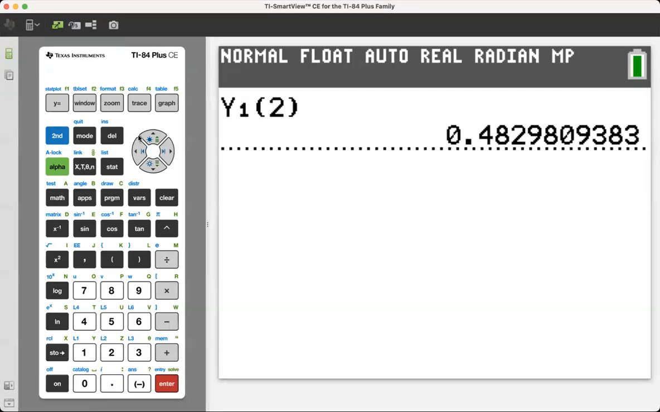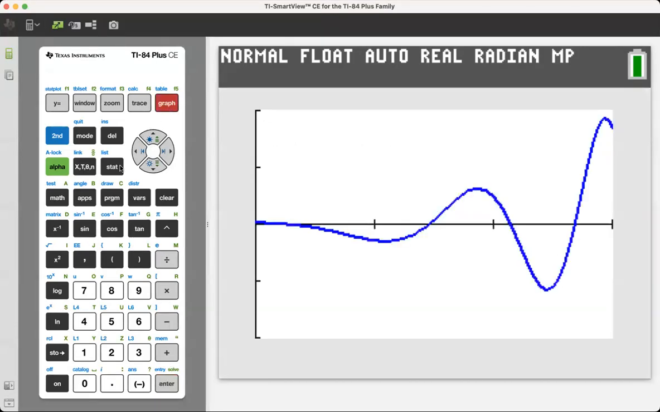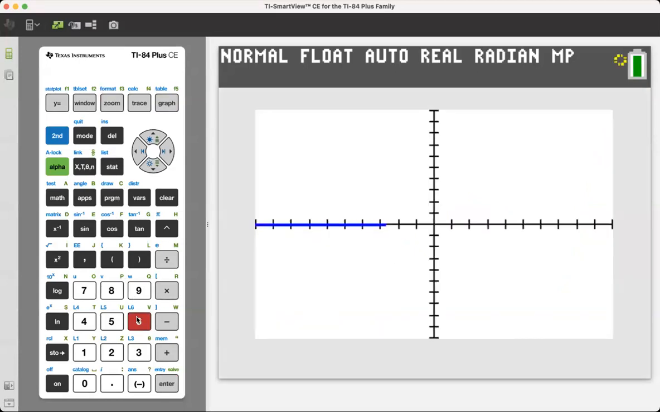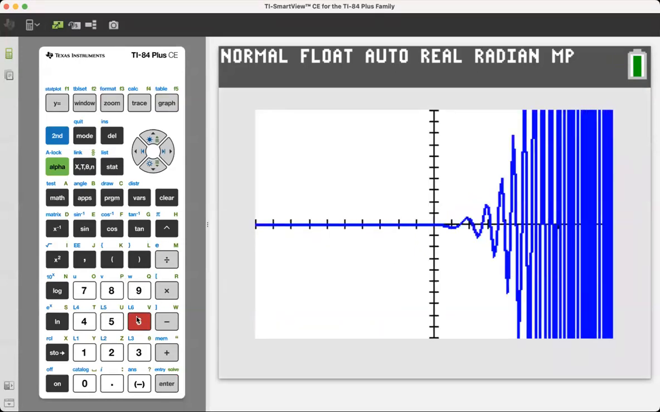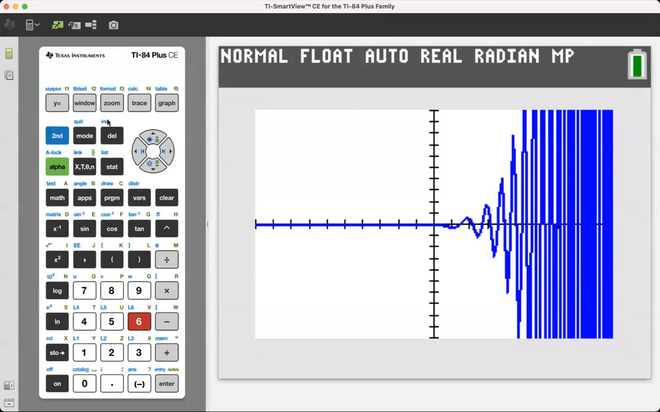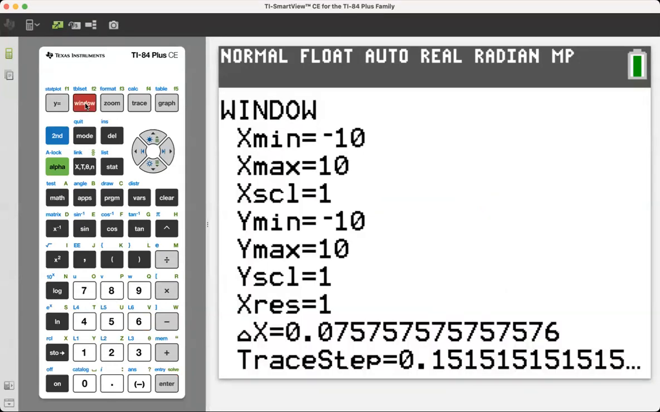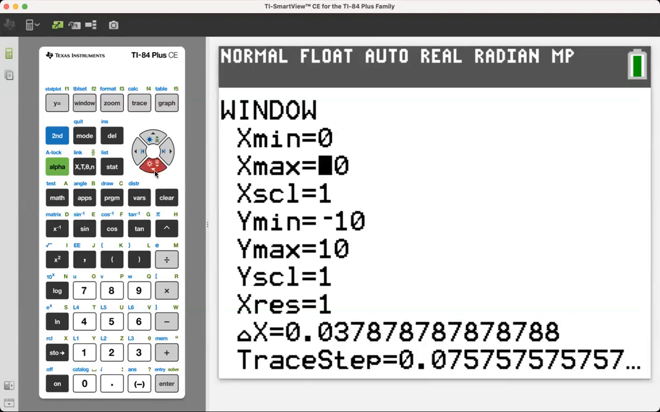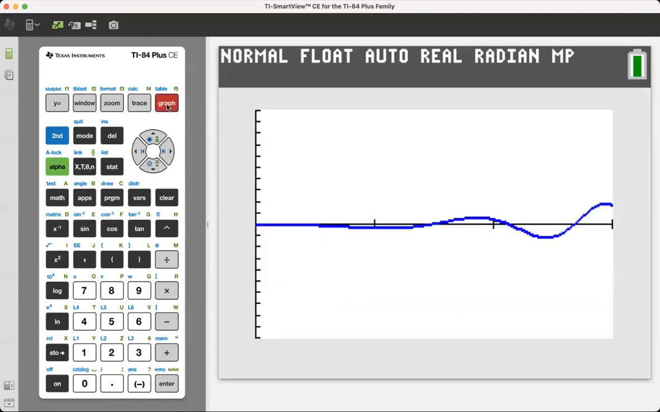The other way to do that is to look at the graph. Depending on how you have your window set, it might look like some kind of crazy oscillating function. But the prompt says that the interval is t equals 0 to 3. So I'm going to go over to window and set my x min and x max, which is time, to the usable domain, which is 0 to 3. Now I'm going to hit graph and take a look.